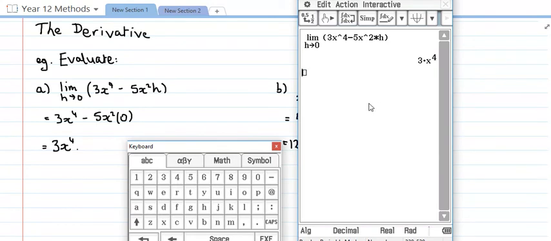So that's really all there is to it. It's quite a good idea to use the calculator when you're evaluating these kinds of things, but it can be done fairly easily without it as well.